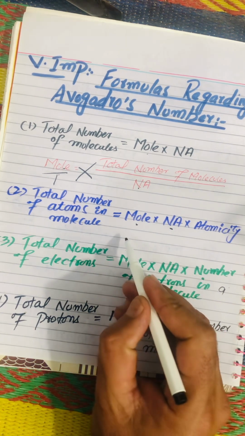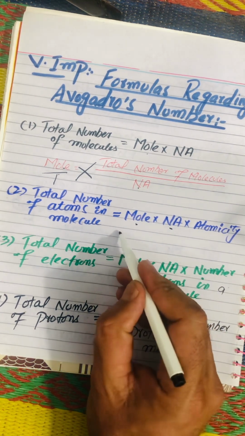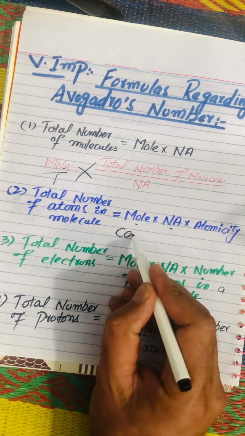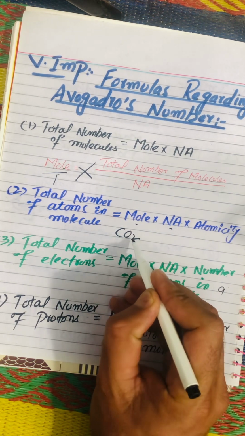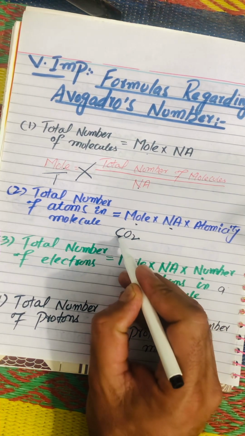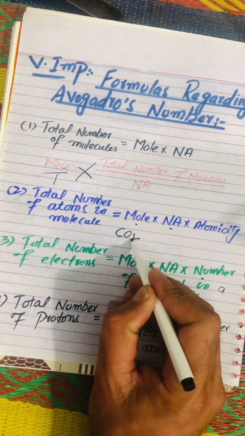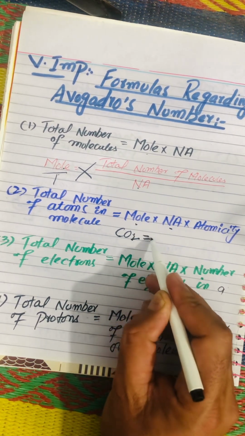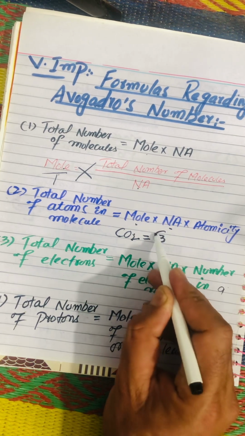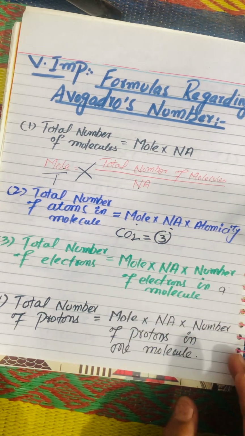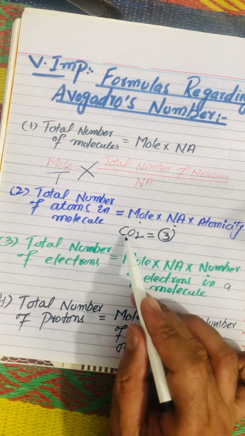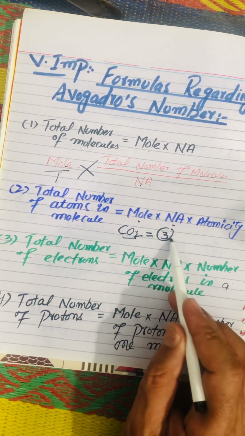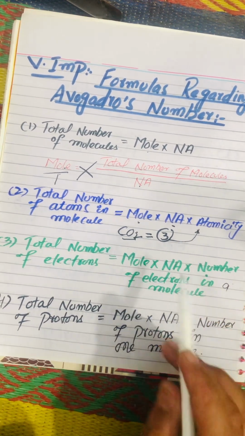For example, in carbon dioxide, we know that there is one carbon and two oxygen. So the total number of atoms in carbon dioxide is equal to 3. So the atomicity of carbon dioxide is 3.